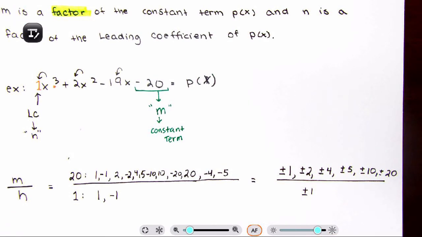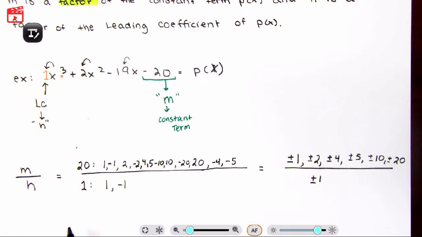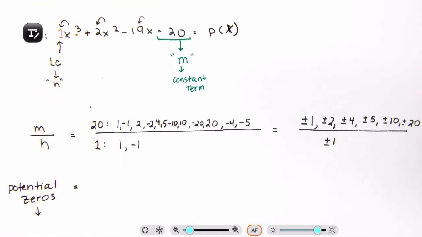So what the heck does this mean? What does this all mean? These are all the potential zeros. So let's go ahead and write out the potential zeros. Now, zeros or potential x-intercepts, right? So potential zeros.